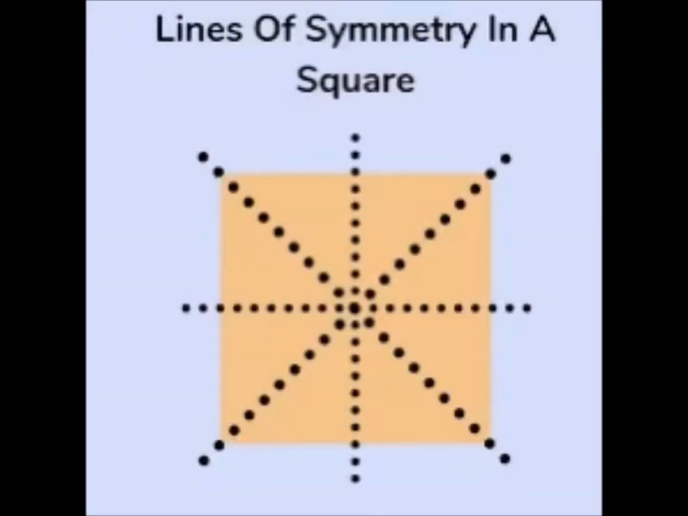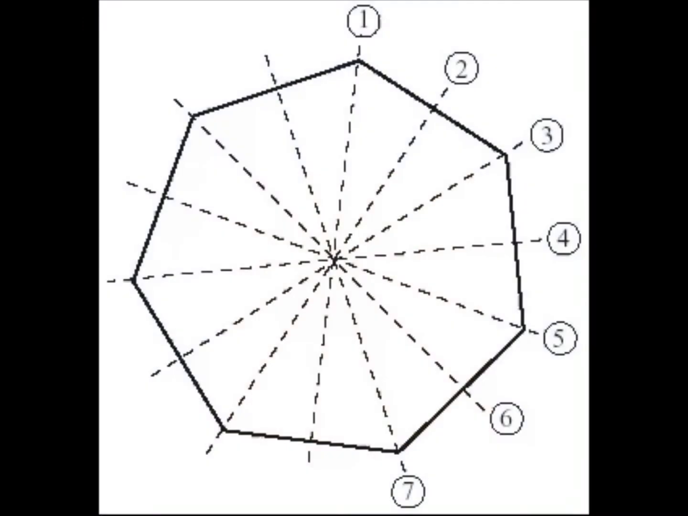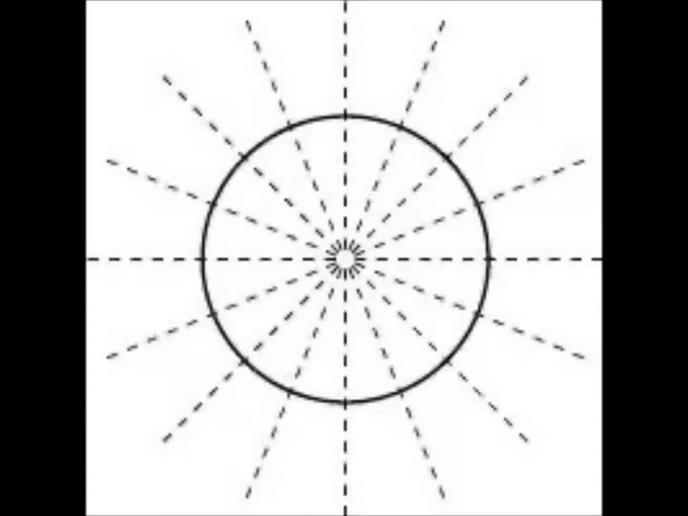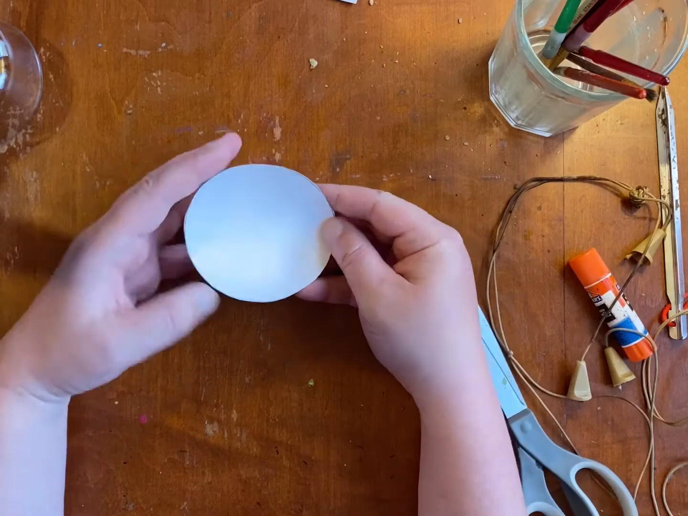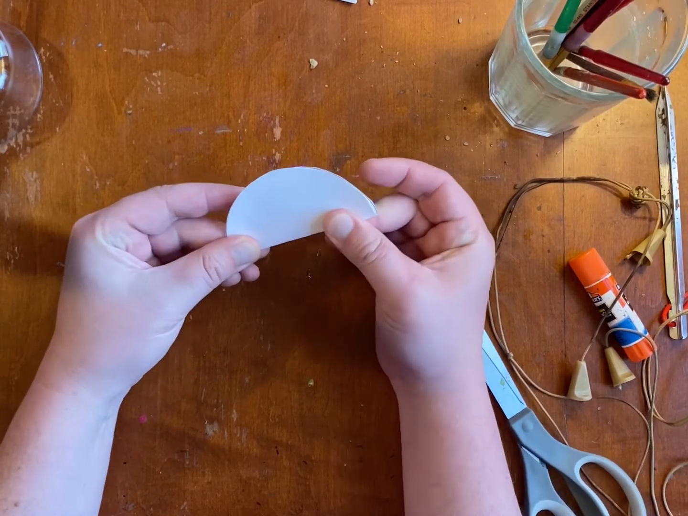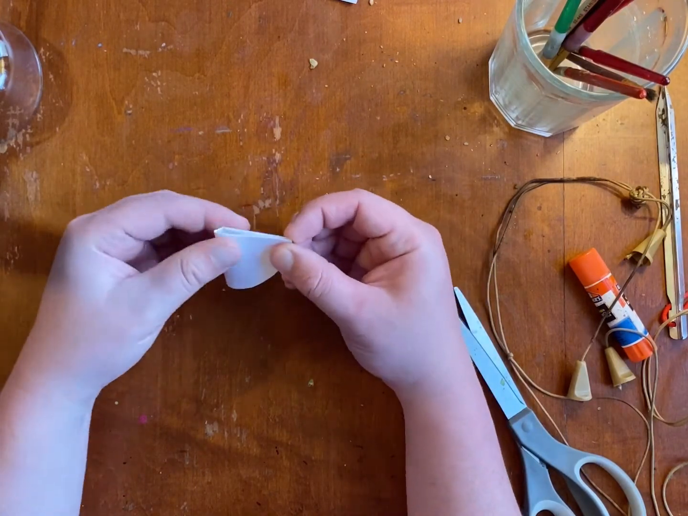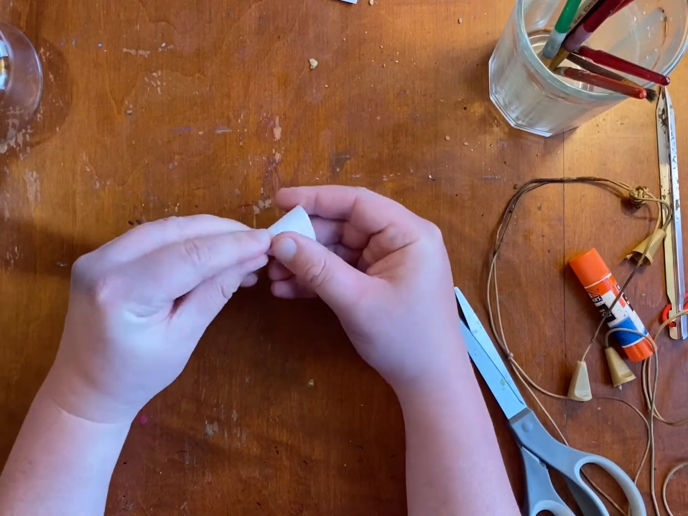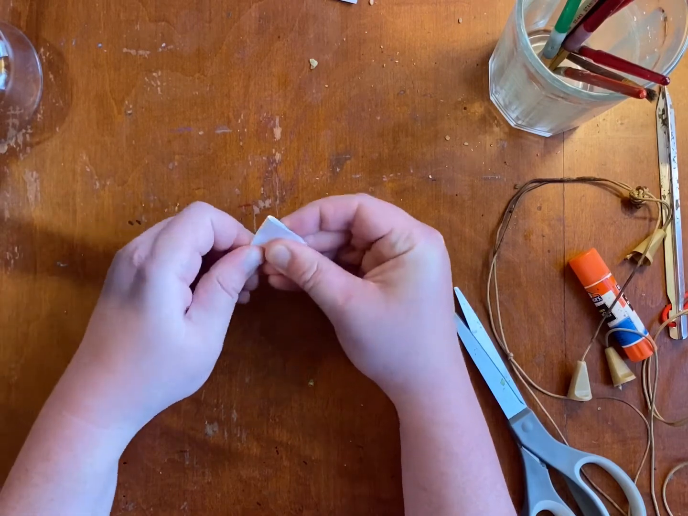If I can fold a shape in half in more than one way, those are called lines of symmetry. A lot of shapes and designs will have more than one way I can fold them to make them symmetrical. Rose windows are like that. So I'm going to take my circle, I'm going to fold it in half once, and then twice, and then 3 times.